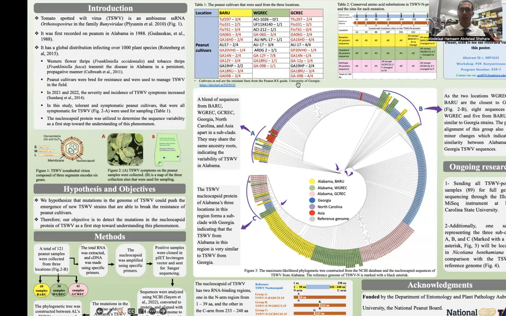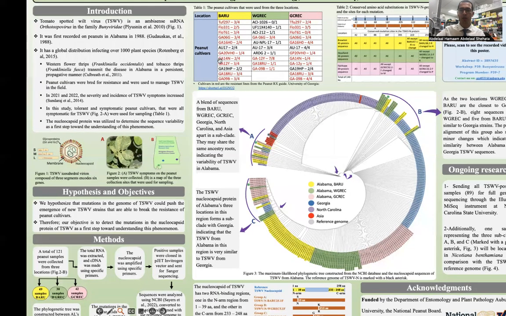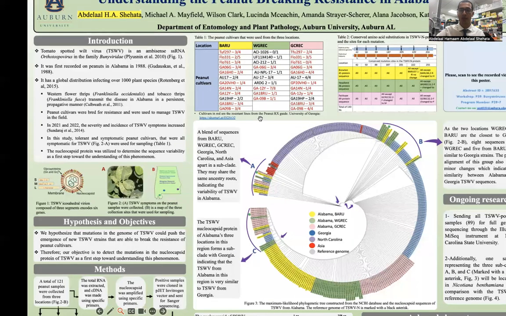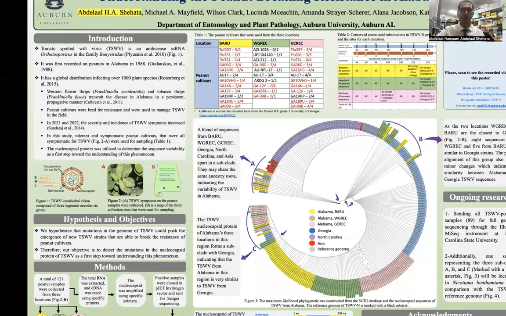And those lines here in table 1, those are all the lines that we sampled. All the lines that are in red are coming from the Peanut RX guide. This is the official institution in the US that is responsible for breeding peanuts against multiple diseases, including TSWV. So the farmers usually go there and use this guide so they can select the best cultivar that they need for their farm.